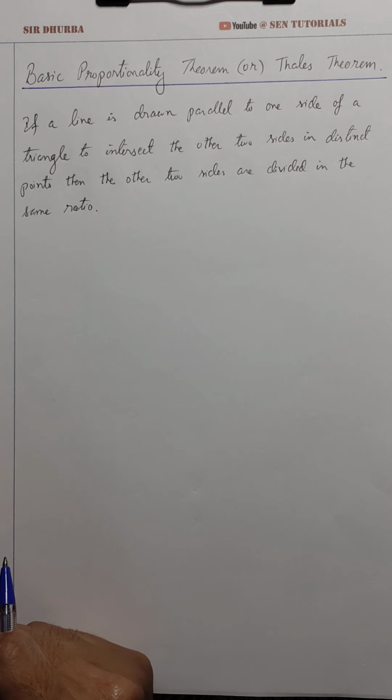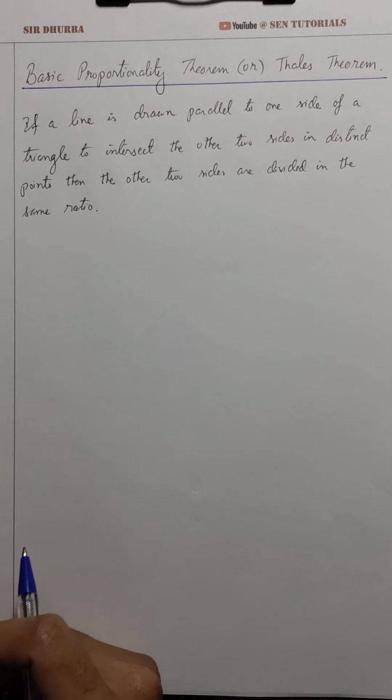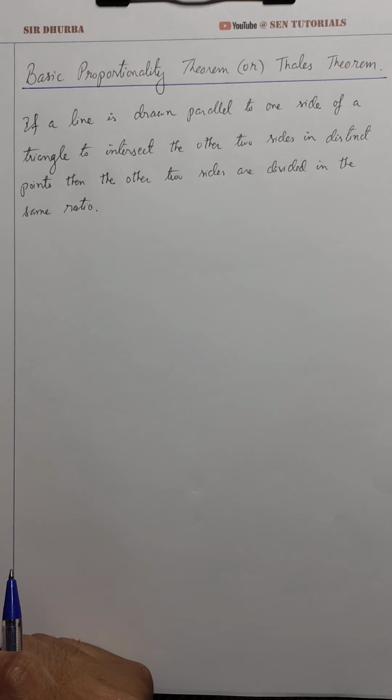So today we're going to start off with the first topic included in chapter 6 of class 10, triangles: the basic proportionality theorem, or Thales theorem. As you all know, these theorems are very important in geometry, just like algebraic identities. It's very important for us to solve the exercise questions. Now, before we jump into this basic proportionality theorem, we will need two or three concepts today.